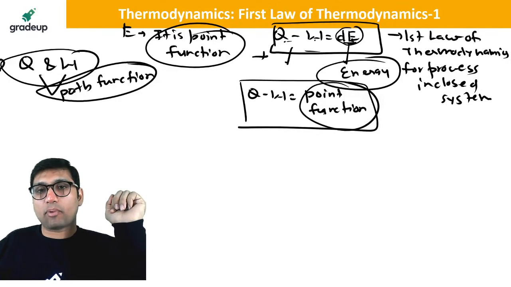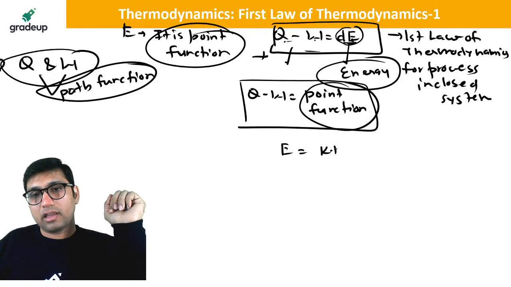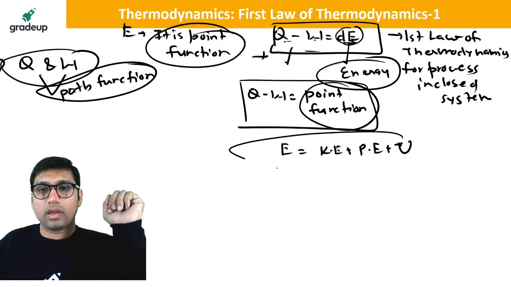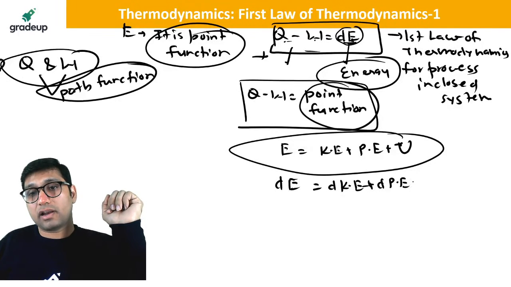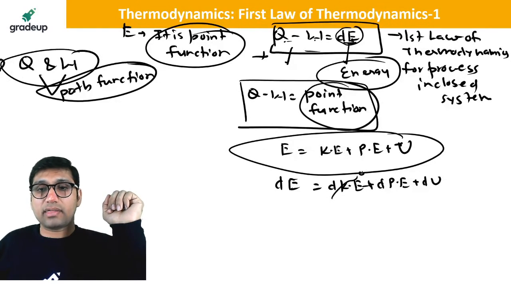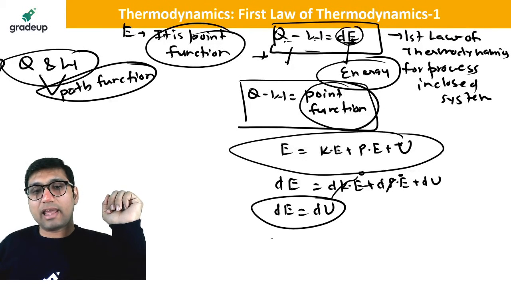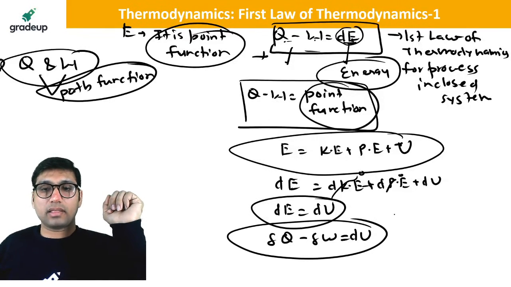So Q minus W is a point function. This is energy. Now this energy can be the sum of kinetic energy plus potential energy plus internal energy U. So if we find the change in energy, that will be written as change in kinetic energy plus change in potential energy plus change in internal energy. If these two energies are negligible, then change in energy will be equal to change in internal energy. And you can write the first law of thermodynamics as del Q minus del W is equal to dU. Okay, this is the first law of thermodynamics.